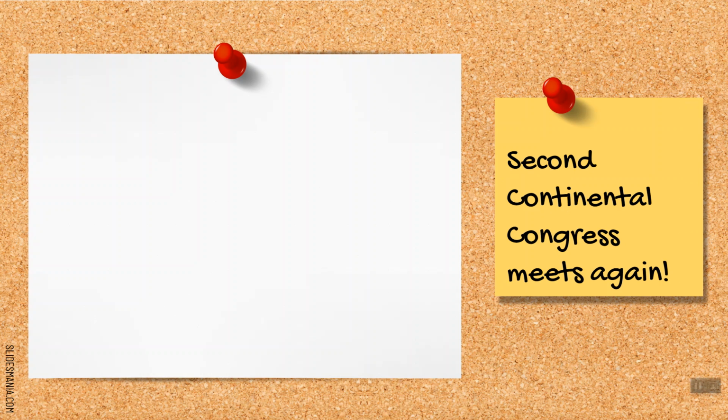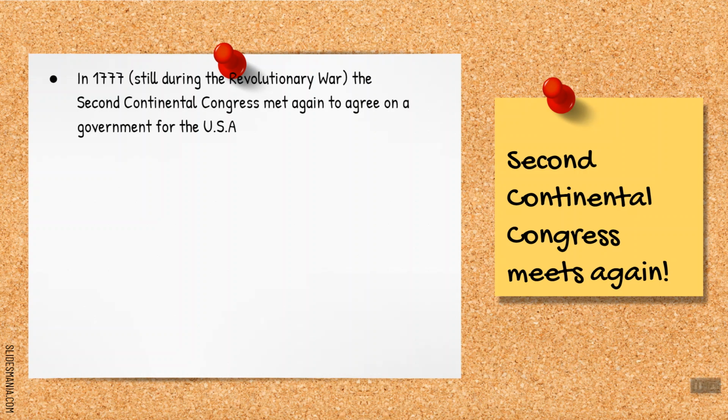So that Second Continental Congress meets again. These are the guys that, remember, declared war. They wrote the Declaration of Independence, and they were really running the Revolutionary War. Okay, so we're going to rewind a little bit, because during the Revolutionary War, now that they were running the war, they knew they had to come up with some idea for government. So in 1777, still during the Revolutionary War, they met again to agree on a government for the United States of America.